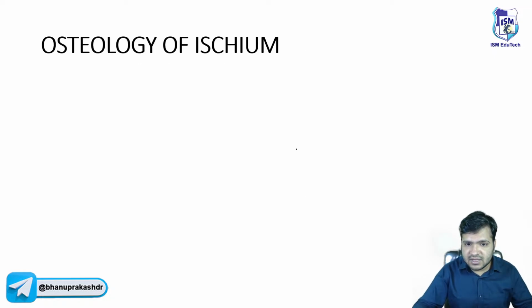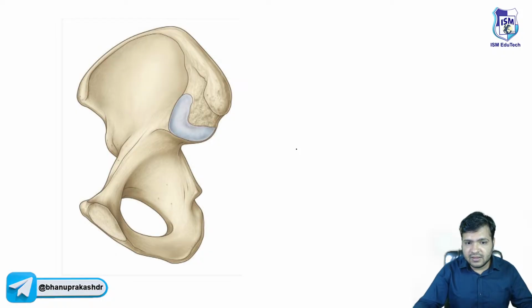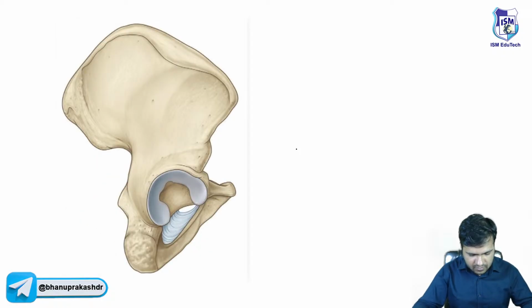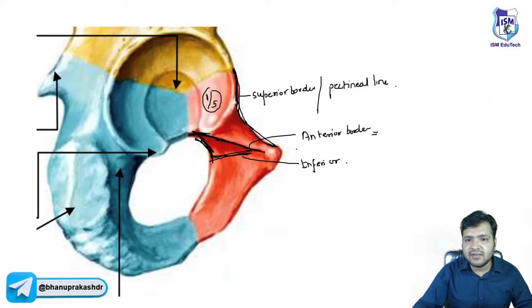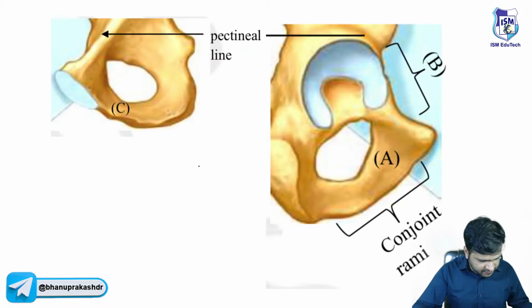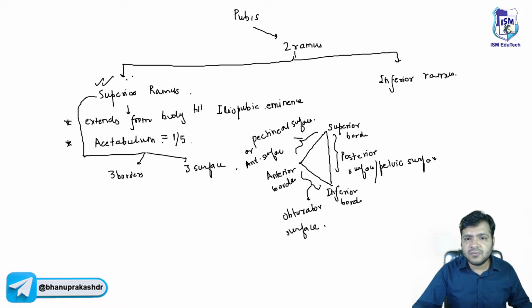So if you can see over here, I hope this is clear. Has everyone written this? Can you see this inferior border? It is actually forming the obturator margin. I hope this is clear to everyone. Just give me a thumbs up in the chat box if the borders and surfaces of the superior pubic ramus are clear.